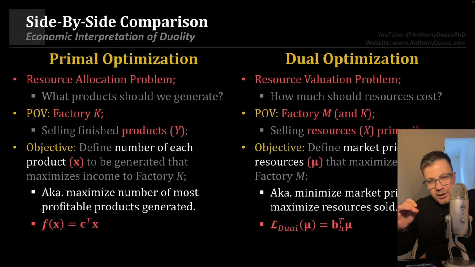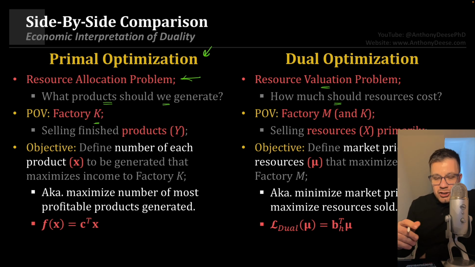So as we get close to the end of this module, I did want to do a side-by-side comparison of primal and dual optimization, which summarizes a lot of what we talked about in this module. So primal optimization is maybe visualized or understood as a resource allocation problem. How can we use our resources, and what should we build from them? What should we generate from them? The dual optimization may be visualized or understood as a resource valuation problem. How much should those resources cost in order to generate the optimum output, the optimum state?